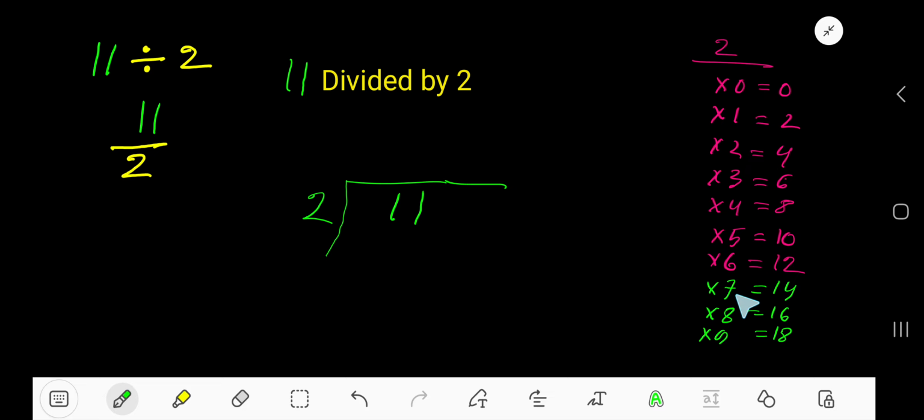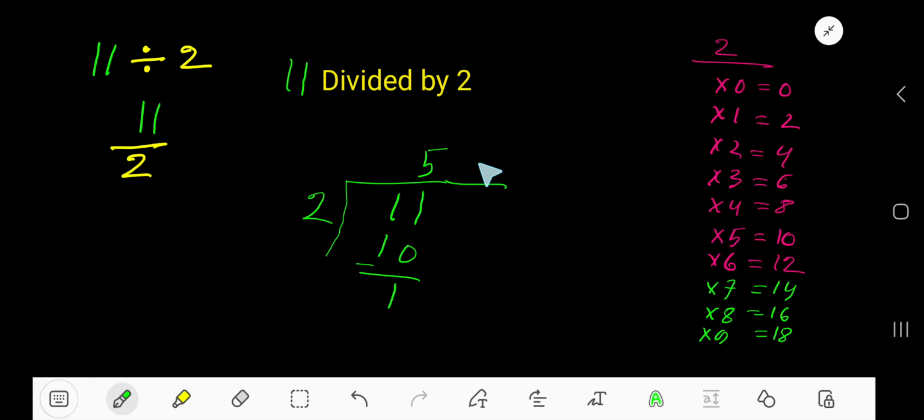So 11. 2 goes into 11 how many times? 6 times is 12, which is greater. So 10, so 5 times. So 5 times 2 is 10. Subtract: 1. So our answer is 5, remainder 1.